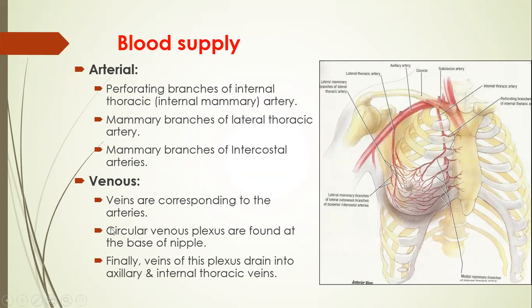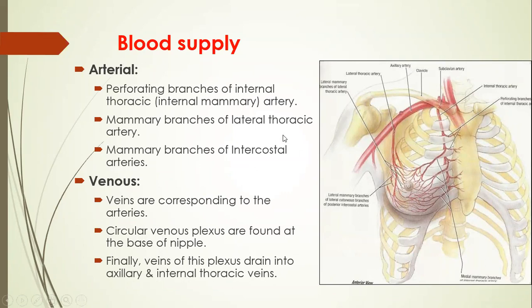Venous drainage is by veins corresponding to the arteries. The names are very similar to the arteries. The circular venous plexus is formed around the base of the nipple, and they form a plexus around the base of the nipple and the areola. Finally, this plexus drains into the axillary vein as well as the internal thoracic vein, which is beside the internal thoracic artery.